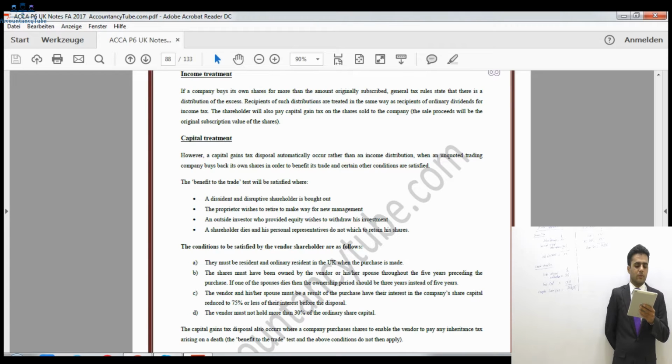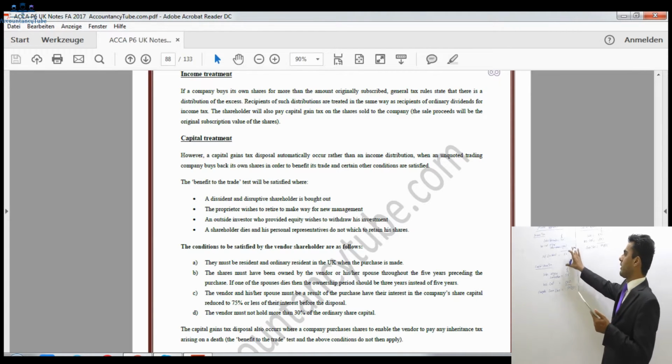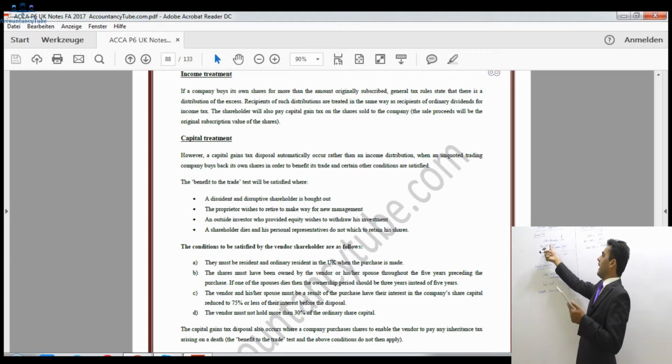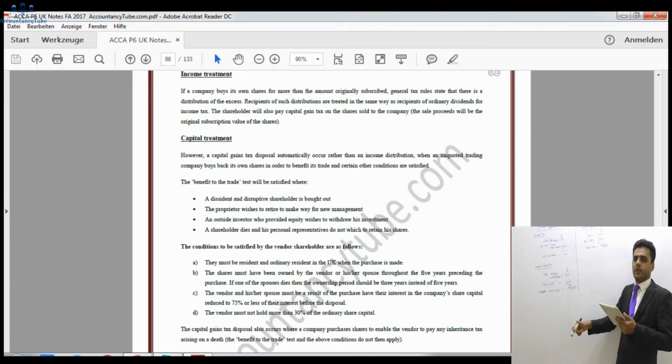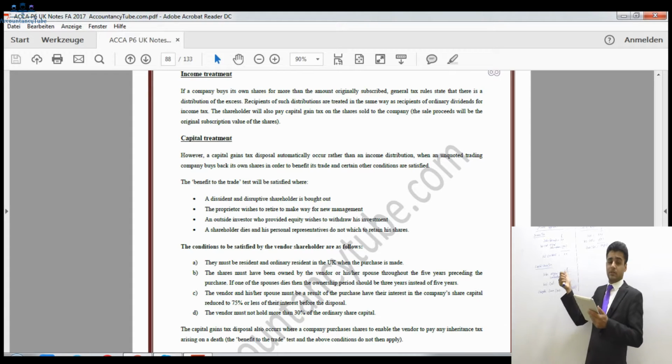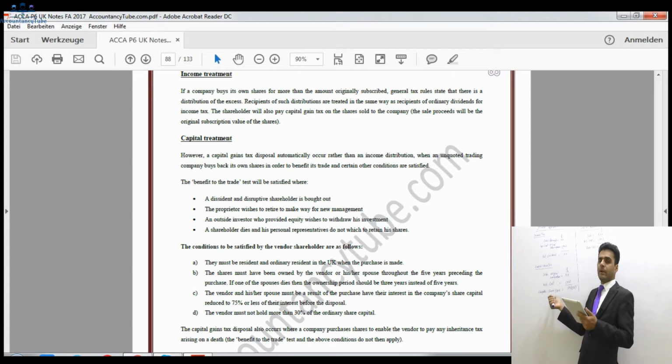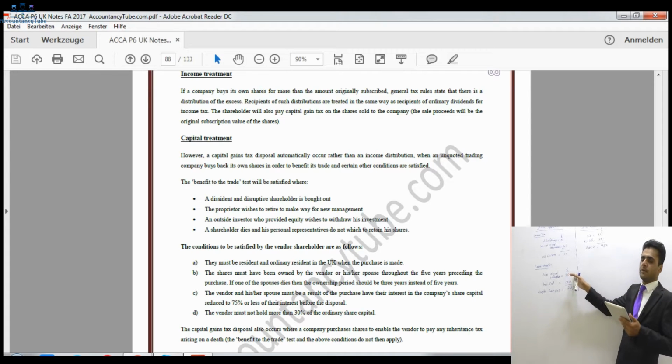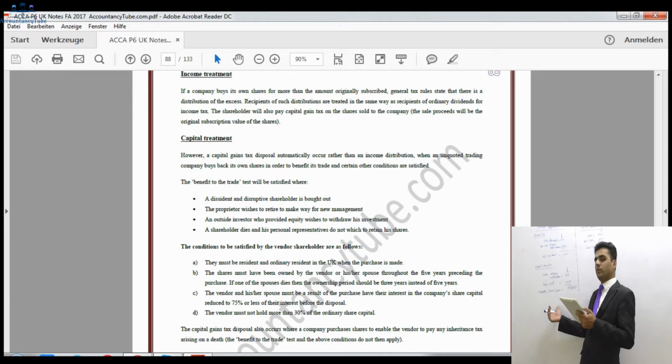So in this case, the sales proceeds will be the original subscription price of the shares, right? So I've told you both things, that we will calculate capital gains tax, and we will calculate income tax as well. Whatever the excess of the sales price is over its original subscription price, that will be considered as dividend, and the individual will have to pay income tax on that, and they will also have to pay capital gains tax. And for capital gains tax purposes, the original subscription price would be the sales, and after deduction of the cost, it will be either the capital gain or the capital loss. So that would be our income treatment.